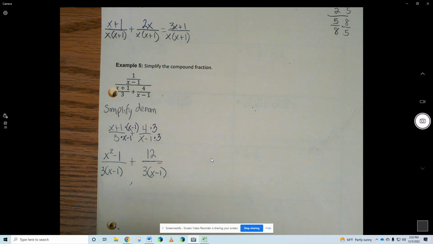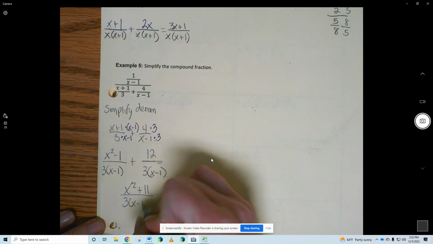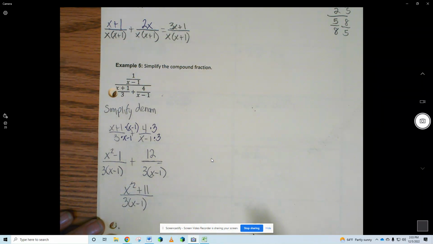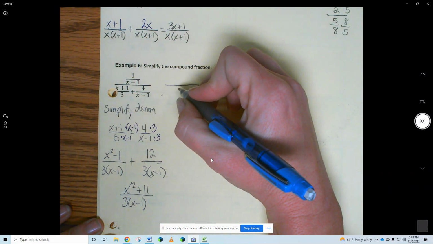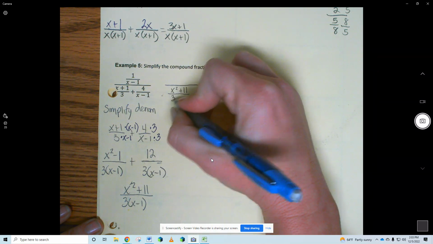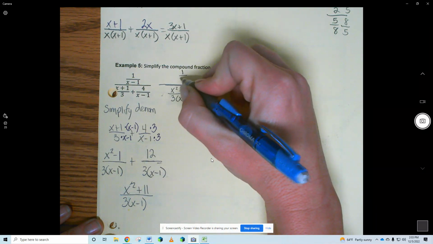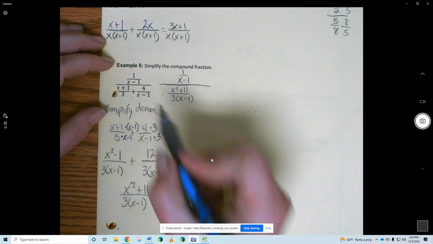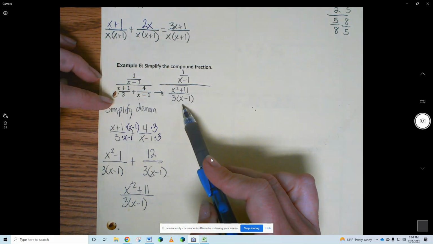Okay. My denominator now is x squared plus 11 over 3 times x minus 1. My numerator is 1 over x minus 1, what it was originally. So this is new. I just did all that work. New denominator. I had to add them. Questions so far?